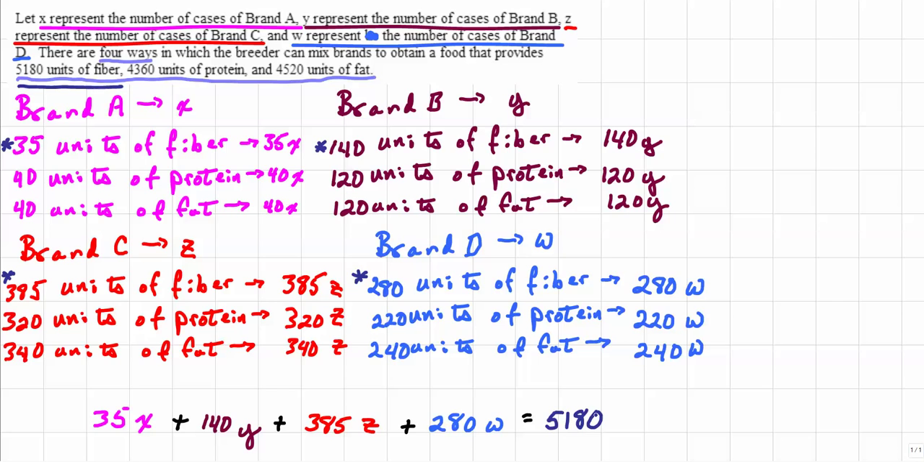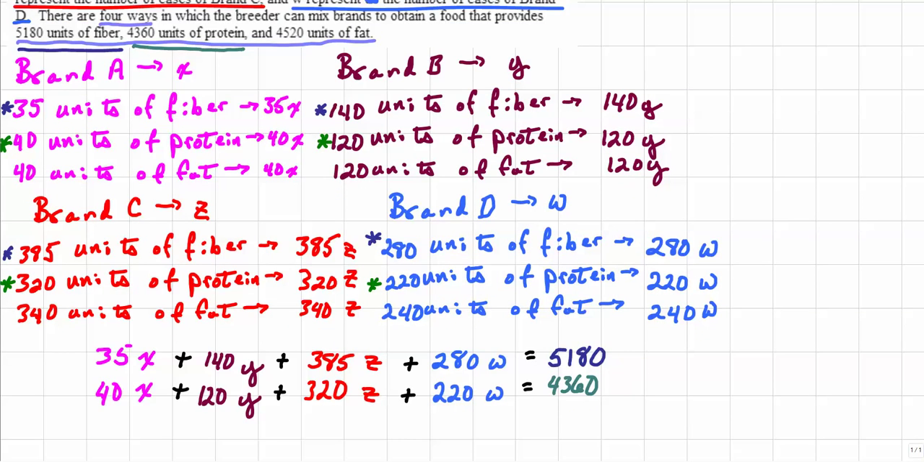Now, we need to create three other equations, based off the protein and fat. And this is what they're going to look like. Now we see that we have another equation: 40x plus 120y plus 320z plus 220w is equal to 4,360. That's my equation for protein.